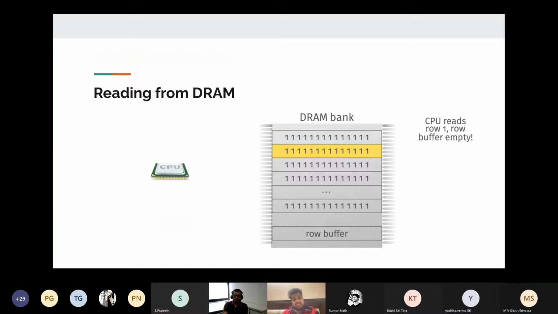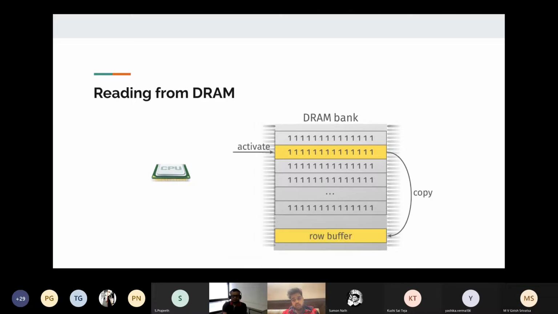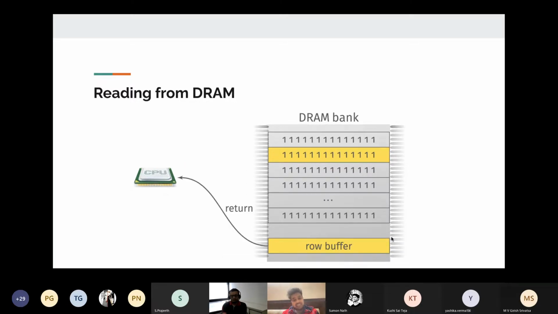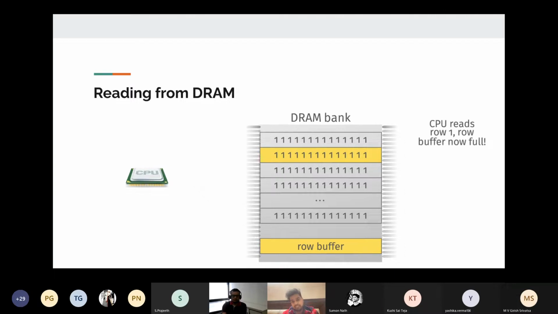Now, how do you read data from DRAM? This is a picture of one bank, and whenever you want to read, firstly you activate that row, you load it into the row buffer, and that row buffer is sent to the CPU. This is the way DRAM is accessed. If you now want to access the same row again, it will be fetched directly from the row buffer instead. So we get a timing difference when reading from DRAM.